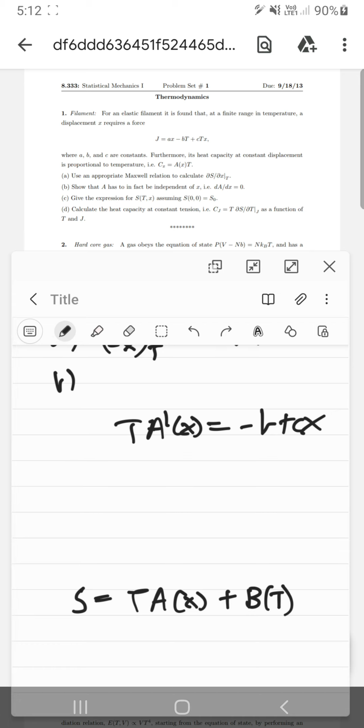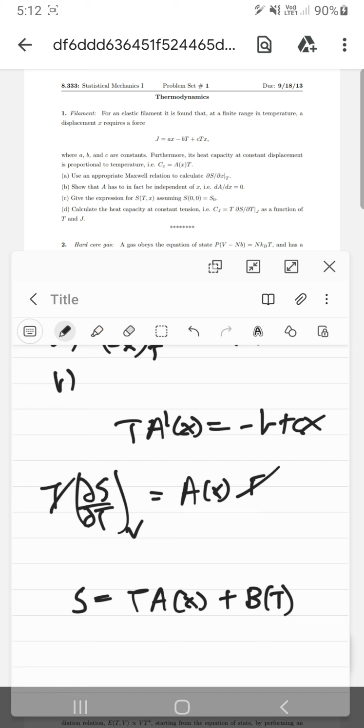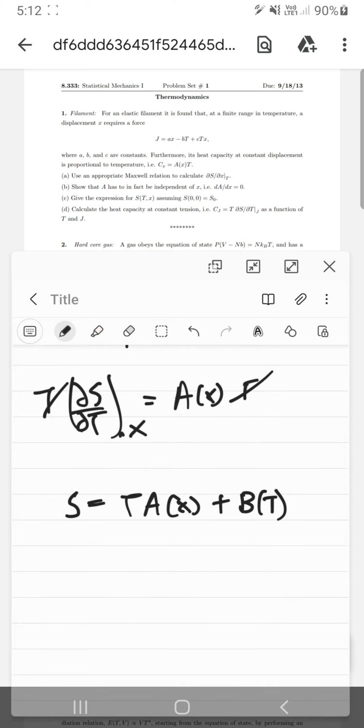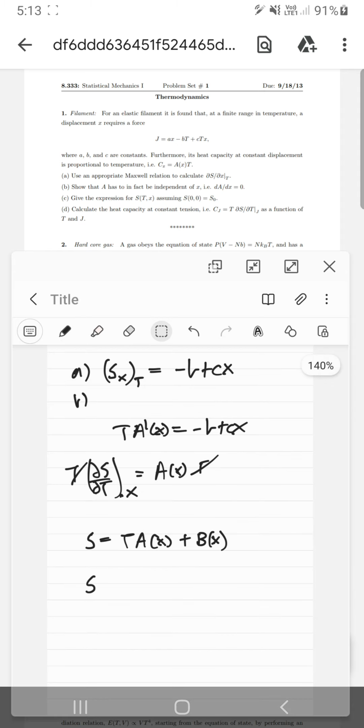Wait, but okay, let's just rewind and do this again. So c sub v, that's just t partial s upon partial t at constant volume. I suppose that's the way it is. That's equal to a of x times t. So obviously you just have this quantity, at constant x. And so integrating this, it's obvious that this should be b, sorry. We integrated with respect to temperature, so this should be b of x. Okay, stupid mistake, but it makes sense.